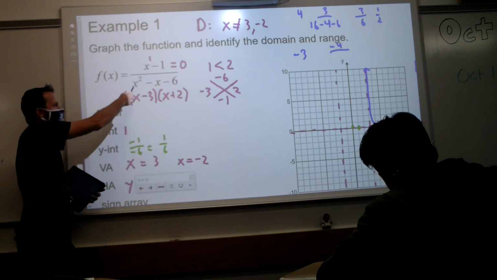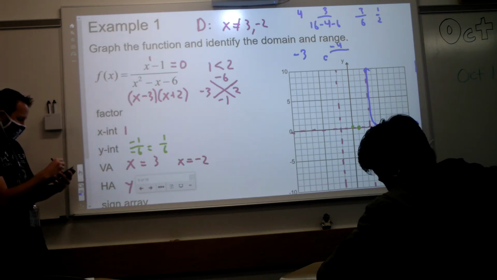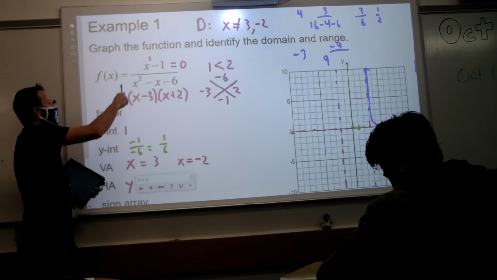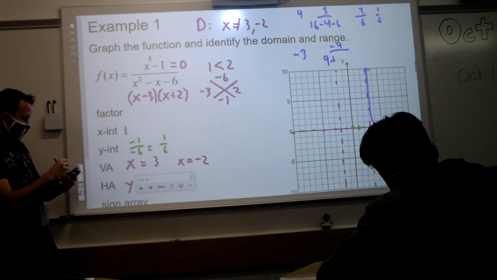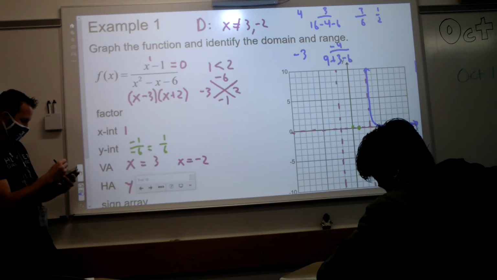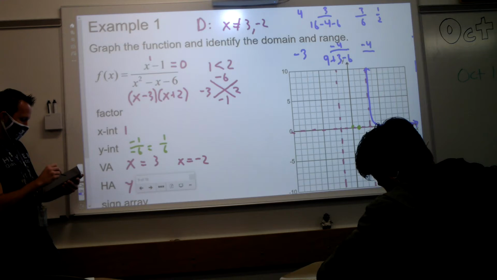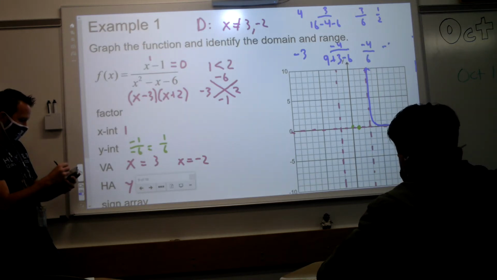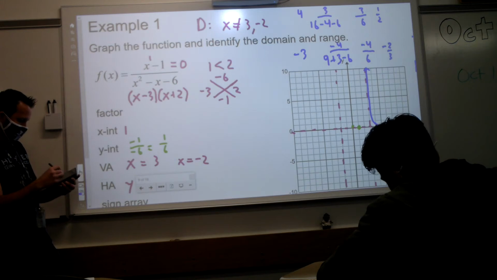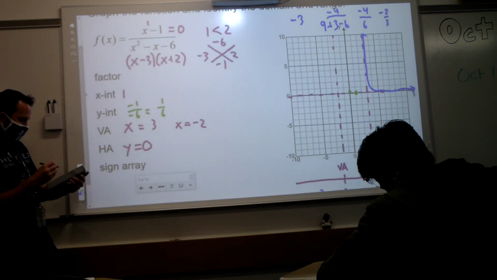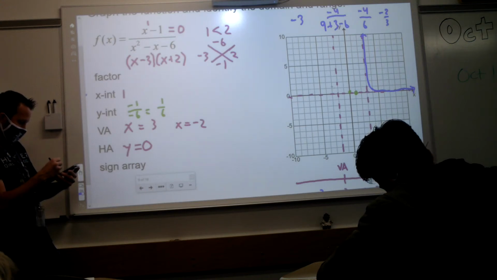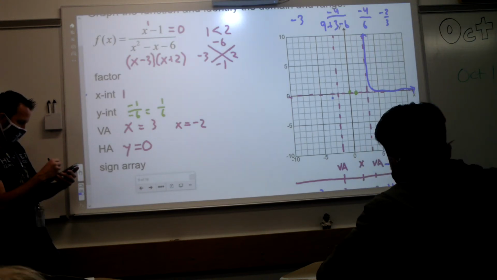And here I'll get -3 squared. That is 9. Minus a -3. That's going to be plus 3, minus 6. So that's going to be -4 over 12 minus 6, which is 6. So that's -2/3. So at -3, I'm at -2/3.